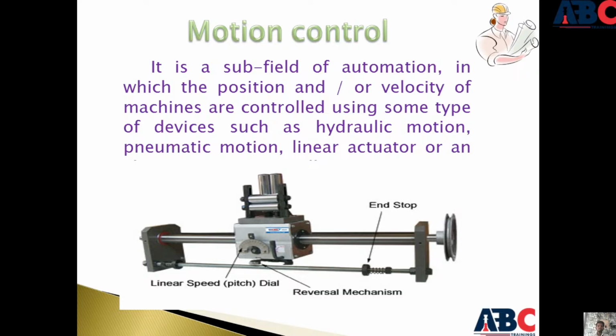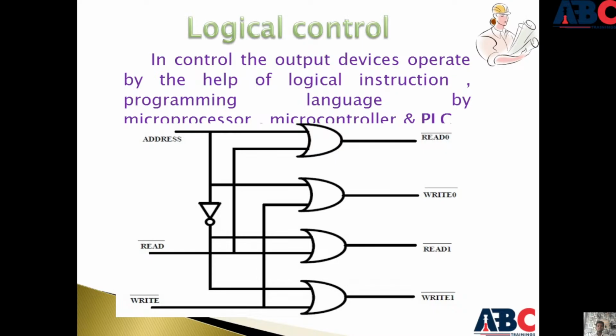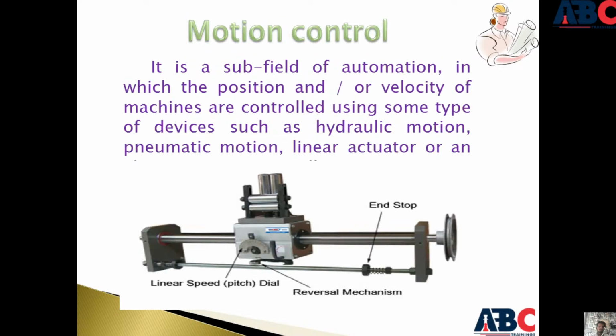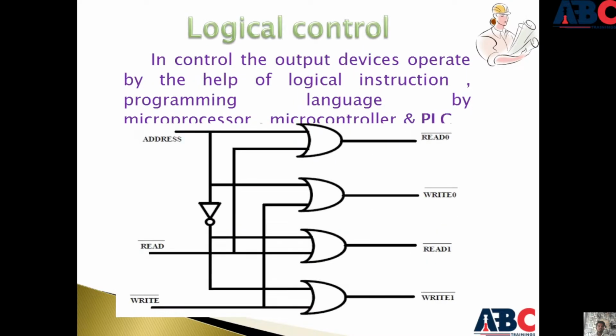Third one is motion control. It is a subfield of automation in which the position and or velocity of machines are controlled using some types of devices such as hydraulic motion, pneumatic motion, or linear actuators. Next one is logical control. In logical control, the output device is operated with the help of logical instruction programming languages, microprocessors, microcontrollers, and PLC.